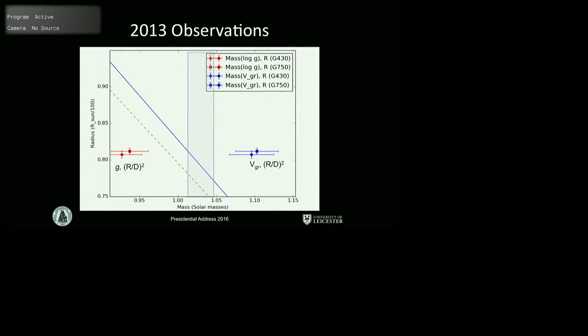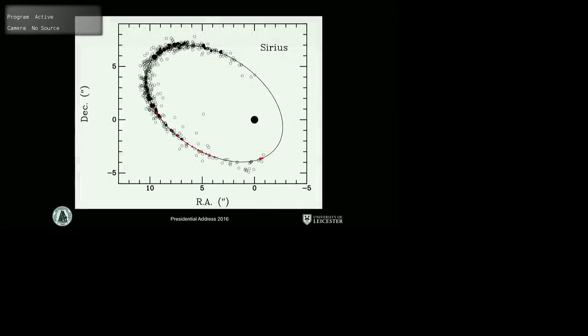We have two robust ways of measuring these parameters, which are about as far apart as you could possibly get them, given the error bars. So either there is something going wrong with general relativity, which I really don't believe, or there is something we don't understand about stellar atmosphere physics, which I think I'm more inclined to believe. But an important test is where we actually come out with the astrometric mass and where it sits in these results.